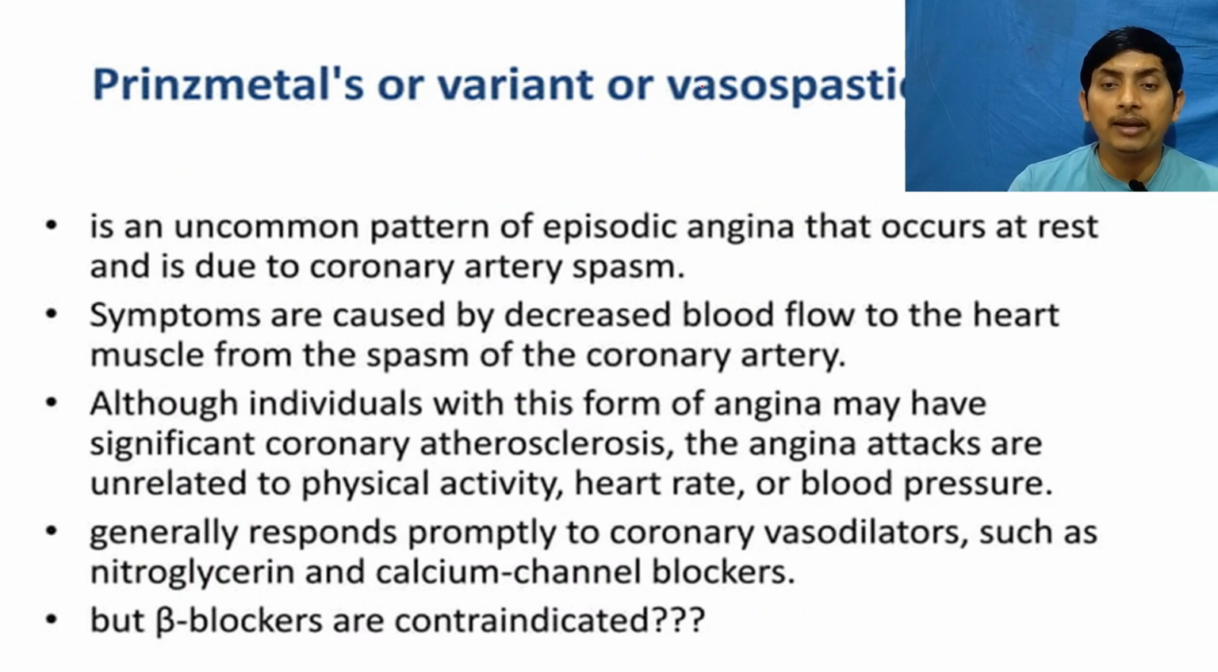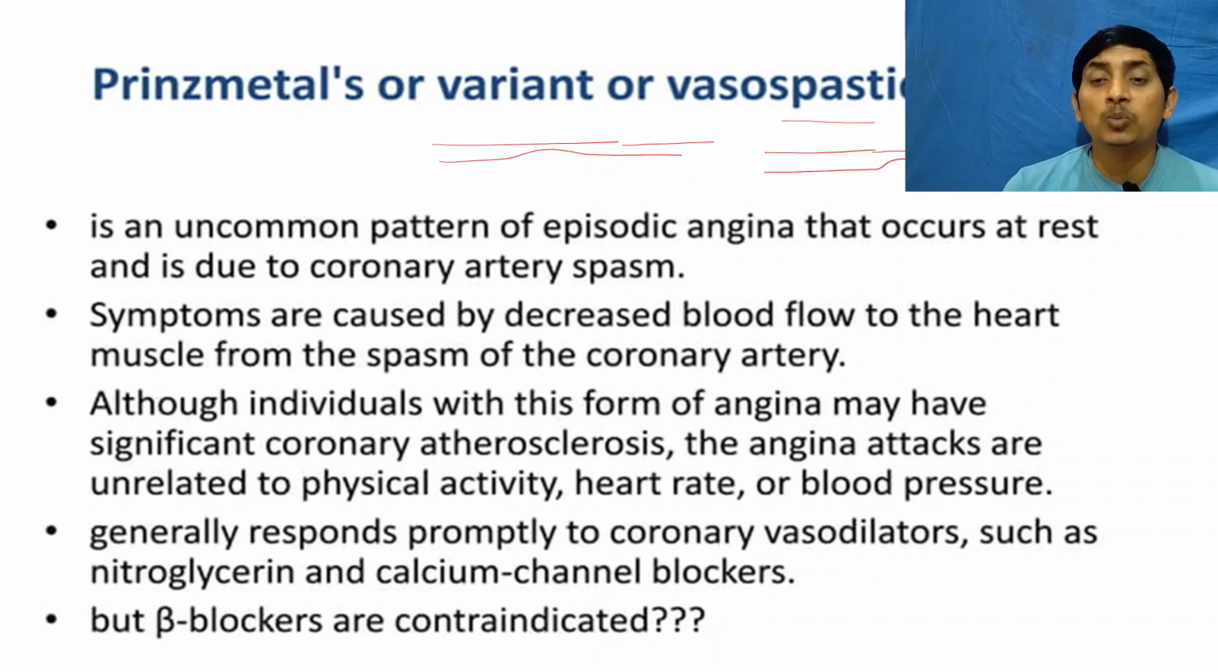Next one is called variant or vasospastic. Vasospastic means here the blood vessel becomes very narrow. In some areas it becomes narrow like this. Suppose this is a normal blood vessel; in a certain part of the blood vessel it becomes like this. So that is called vasospasm.